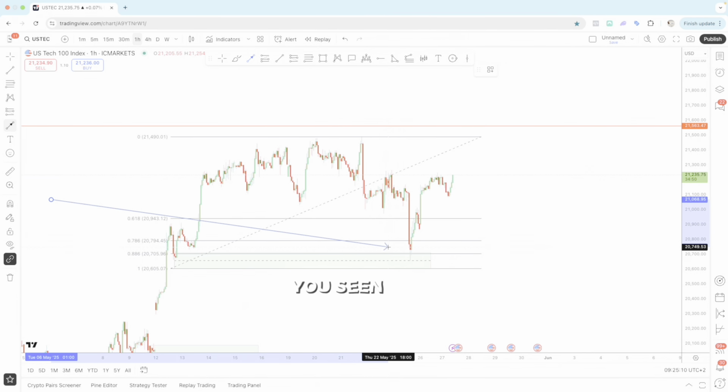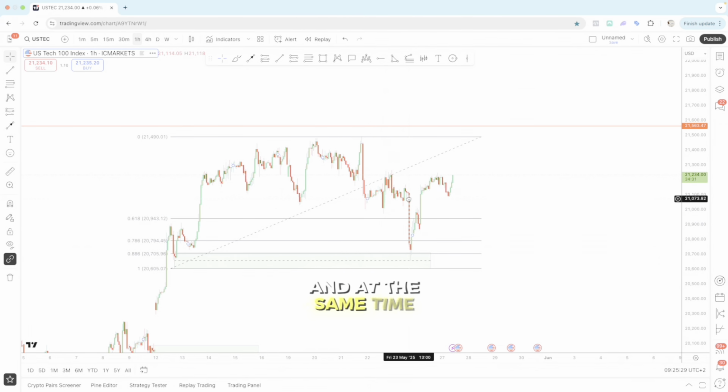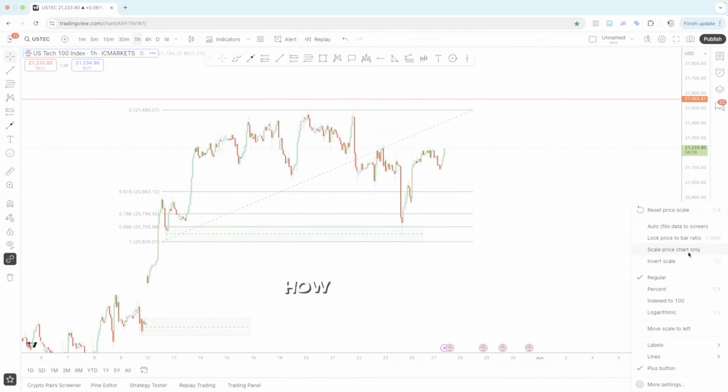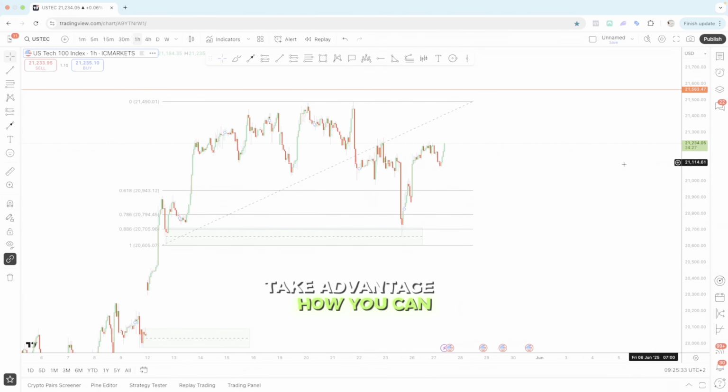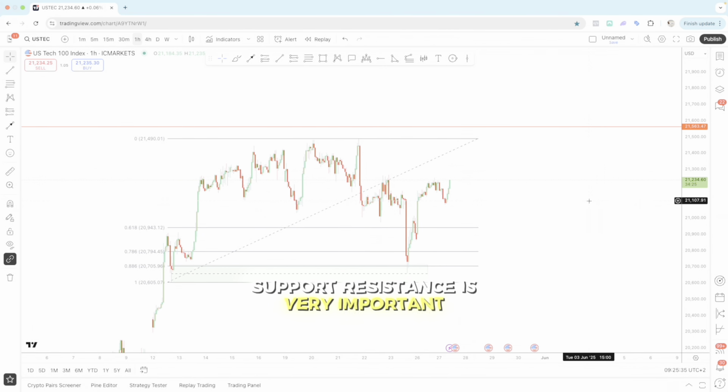Let's say for instance you're seeing that this is where price is going. Maybe you're looking at order blocks, maybe you're looking at support, maybe there's something that you're looking for that Fibonacci is just going to help you understand. One thing that I like as well is being able to spot these support, supply, demand zones, and at the same time understand the order blocks, how they work, and how you can take advantage of them. Support and resistance is very important, especially when you're working with the Fibonacci.